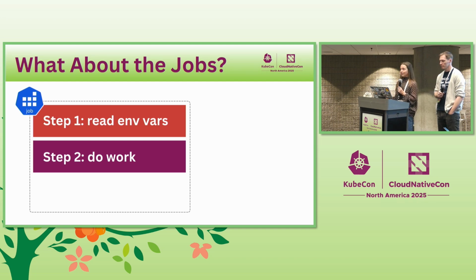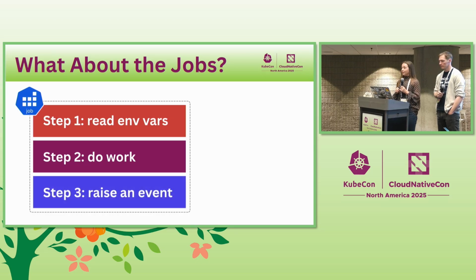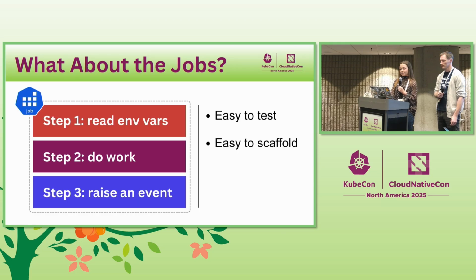And because it's a Kubernetes job, it has built-in retries, it has logs to standard output, and it has predictable behavior. And the last step of this workflow is it just raises an event that follows the cloud event spec, and it publishes that back to NATS. So why use jobs as our event handlers? They're easy to test, to scaffold, to document, and to debug.